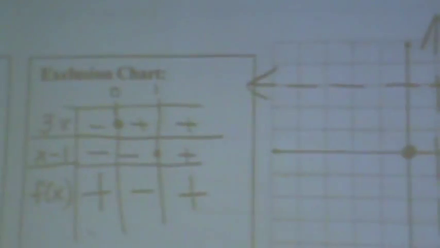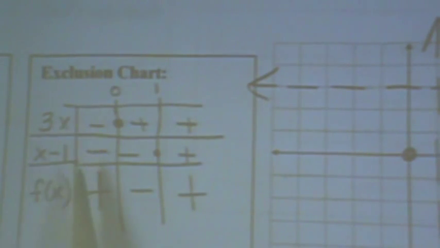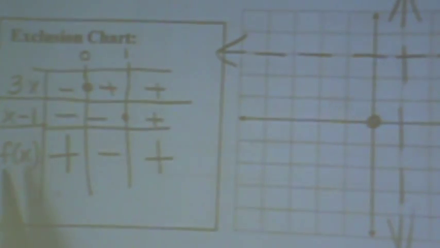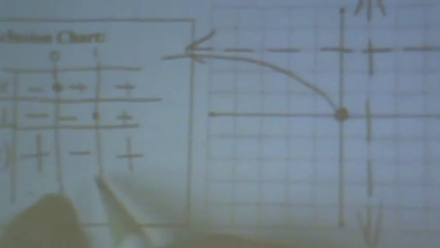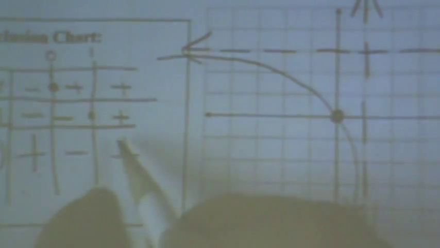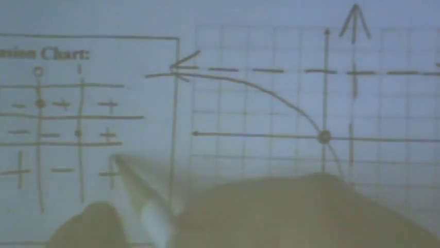So here we go, let's put everything in place here. According to our exclusion chart, from -infinity to 0, we're in the negative region. So we're going to follow this asymptote, come down, pick this up. Then from 0 to 1, we're going to be in the positive region, which would be down here, follow this asymptote. And then from 1 to infinity, it says we're in the positive region.